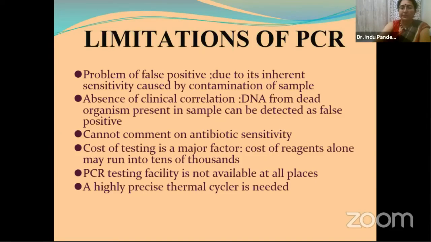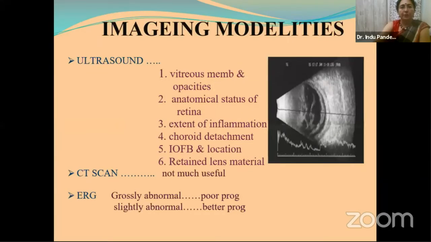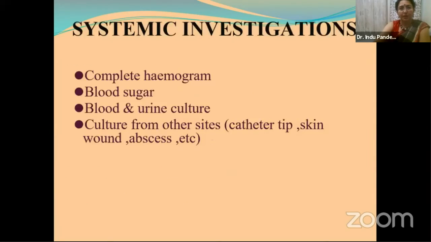However, nowadays multiplex PCRs are available wherein 2-3 primers can be introduced at the same time. So a word about the imaging modality. The ultrasound B-scan gives valuable information regarding the vitreous membrane and opacities, the anatomical status of the retina, the extent of inflammation, choroidal detachment, etc. And USG is a must before any form of interventional diagnostic or therapeutic intervention wherein you don't see the fundal details.